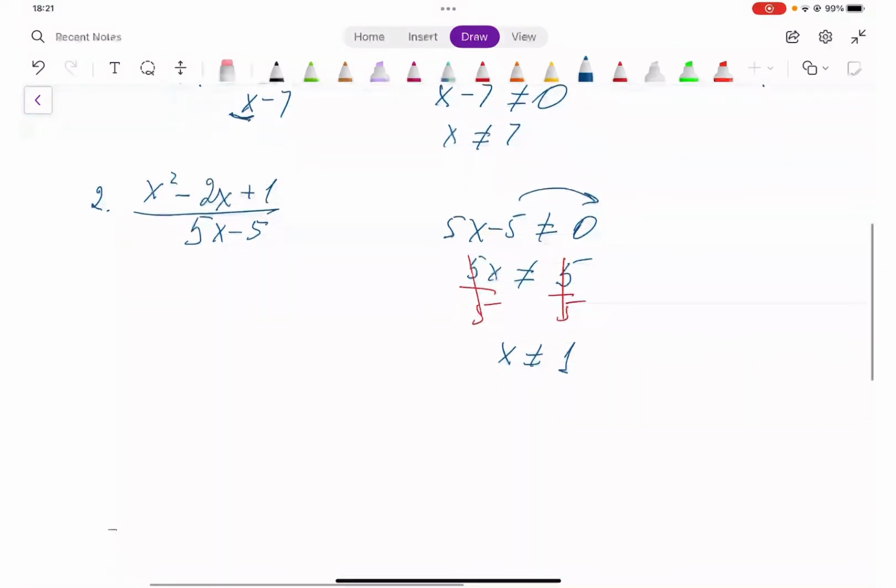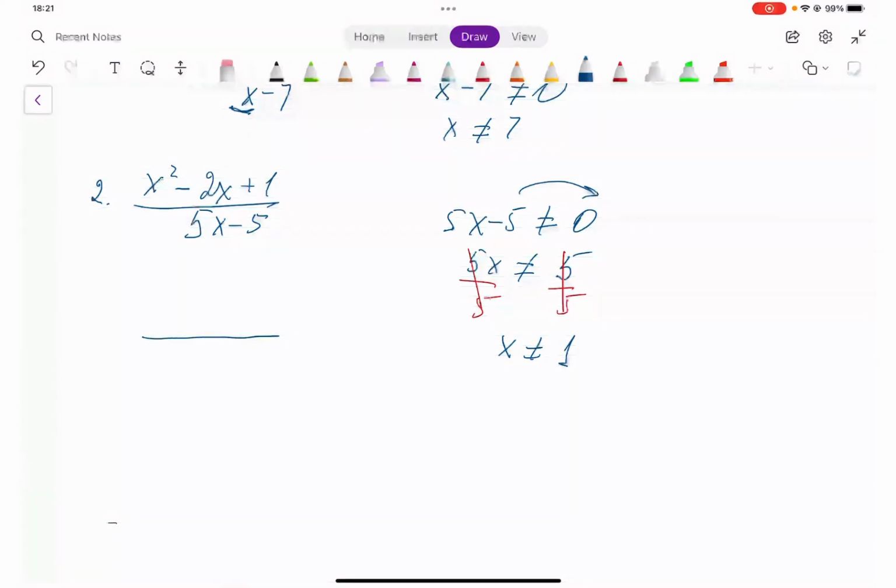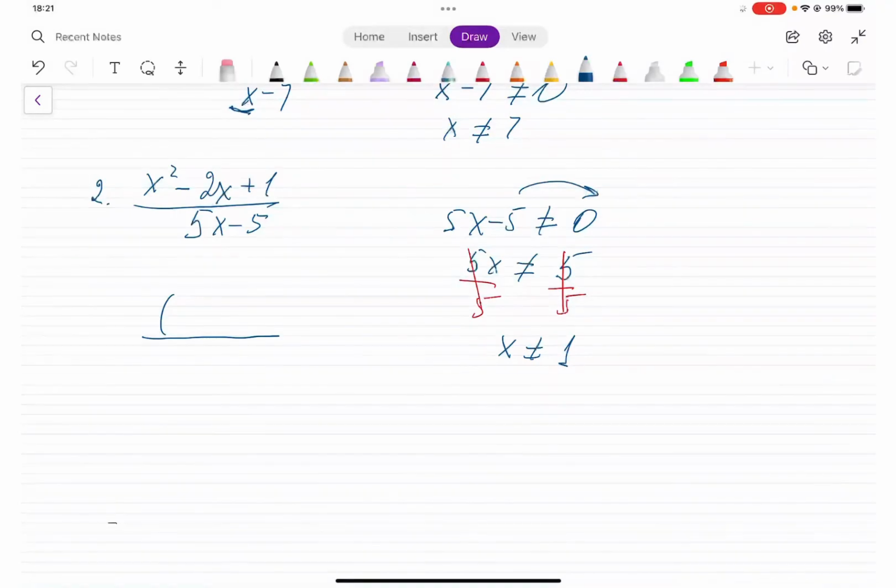Okay, now let's simplify. I'm simplifying the numerator first. So x squared minus 2x plus 1, I'm going to break down into, let me see, x minus 1 and x minus 1, or I could put x minus 1 squared. So there are two formulas that can be applied here.